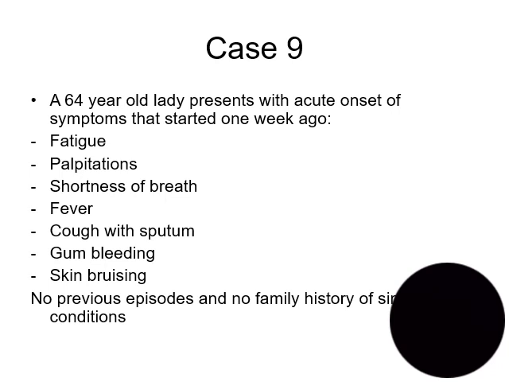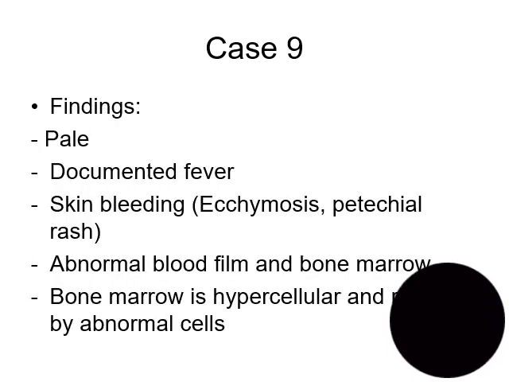64-year-old lady who presents with acute onset of symptoms that started 1 week ago, and we said when you find all these groups of symptoms, the symptoms of anemia, the symptoms of infection and bleeding, so the triad of anemia symptoms, bleeding symptoms, and infective symptoms should make you think of bone marrow problems. So it's not just a case of anemia or a case of bleeding tendency as we saw in the previous examples. So there is pallor and there is documented fever.